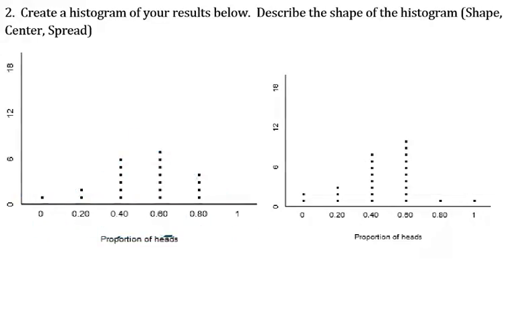The center is right around the 40-60%, which would make sense. And then the spread is about that. It just goes out to the left and right with much less frequency. So we could say it's kind of a normal curve with that spread.